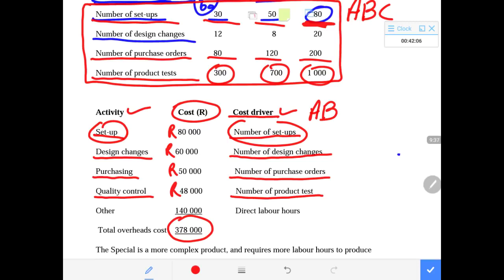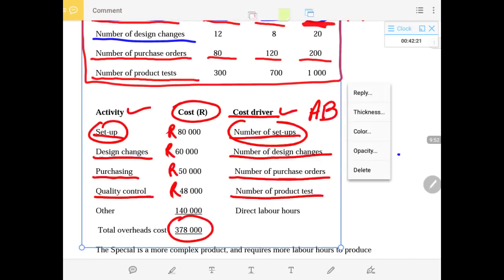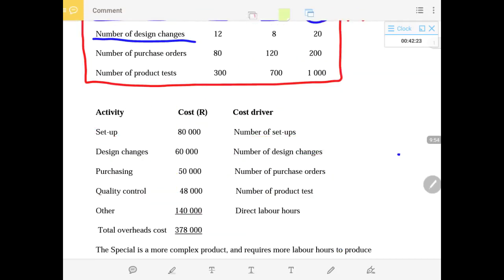So now meaning when these costs are allocated, they must be allocated using their cost drivers, based on the number of cost drivers that are given in the information above. So once again, the information on cost drivers has nothing to do with the traditional method. It will be used when we are dealing with the ABC.